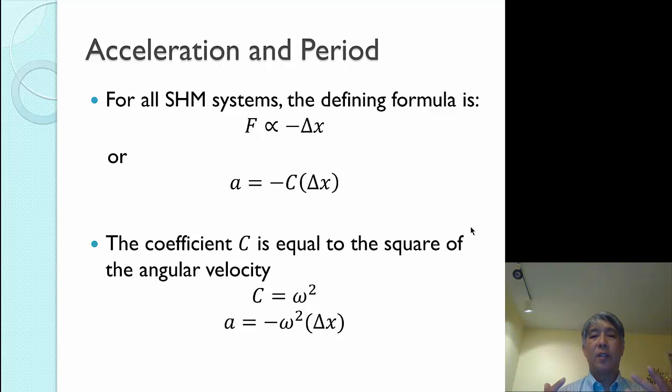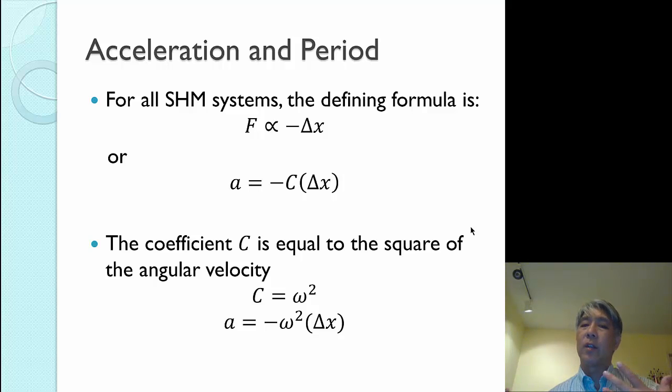The rest of these slides start to get into how I apply this to other simple harmonic systems. For all simple harmonic motion systems, that formula of force being proportional to minus delta x, or my acceleration being equal to minus some constant times delta x. Since force is mass times acceleration, the constant c generally has a mass involved, but not always. The coefficient c is all it is, a coefficient.